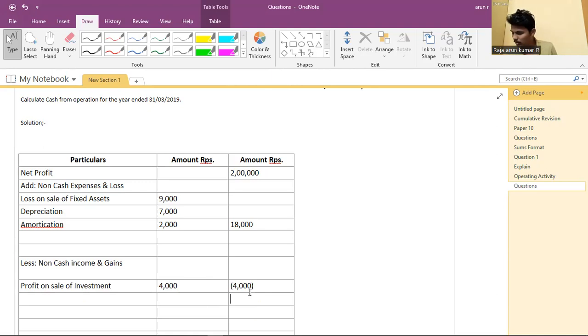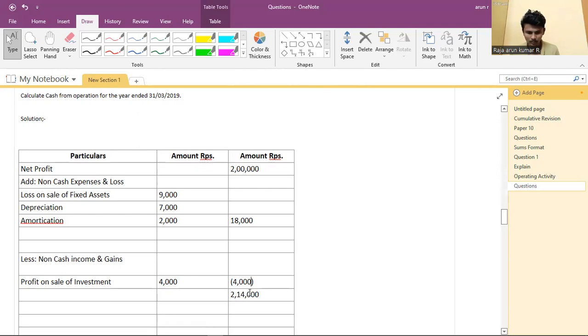Two lakh plus 18,000 minus 4,000. 2 lakh 14,000. Okay. These 2 lakh 14,000, what do we call it? Operating profit before working capital changes.